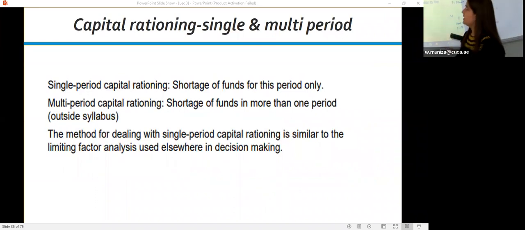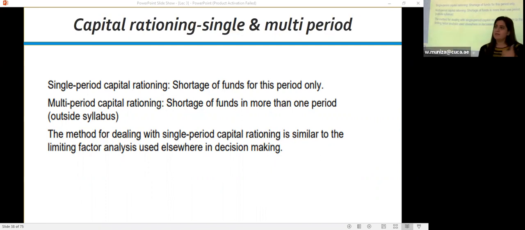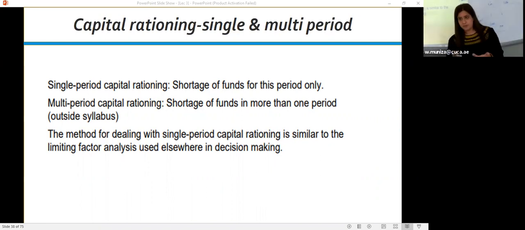Now, capital rationing can be single-period or multi-period. As you can remember, the concept of limiting factors: limiting factors can be any one, or they can be more than one. So in both cases, you have to prioritize different kinds of investment opportunities. Whichever is giving the highest NPV, you are going to invest in that one. Single-period capital rationing is going to last for one period only, but multi-period capital rationing, which is not in your syllabus, is going to last for more than one year.